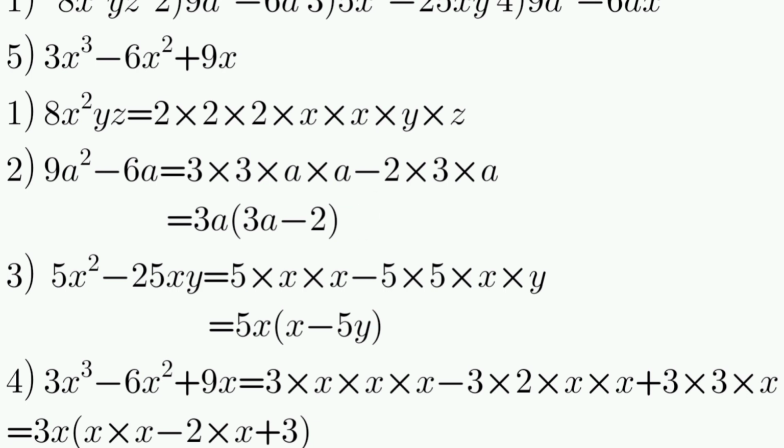5x square minus 25xy. 5x square is 5 into x into x, 25xy is 5 into 5 into x into y. What is the common factor which can be taken out? 5x into x minus 5y. 3x cube is 3 into x into x into x, 6x square is 3 into 2 into x into x, plus 9x is 3 into 3 into x. Which can be taken as the common factor here? 3x. 3x into x square minus 2x plus 3.